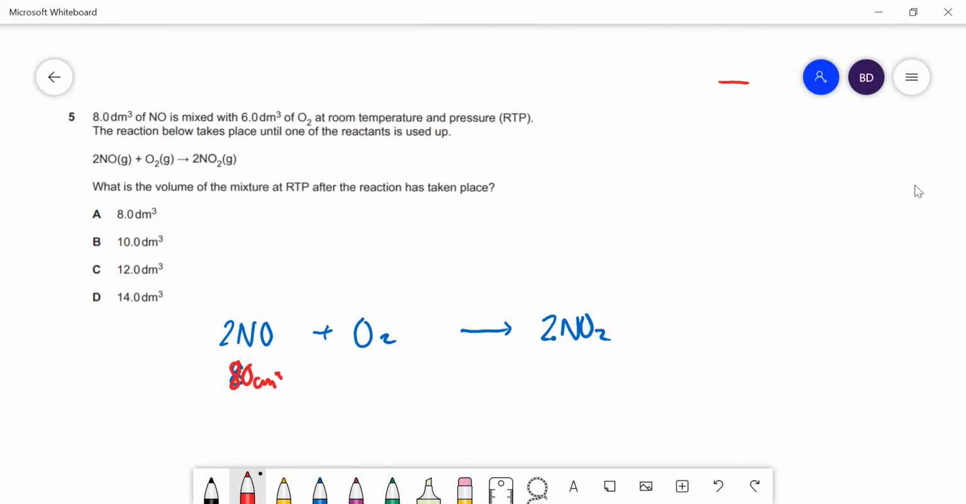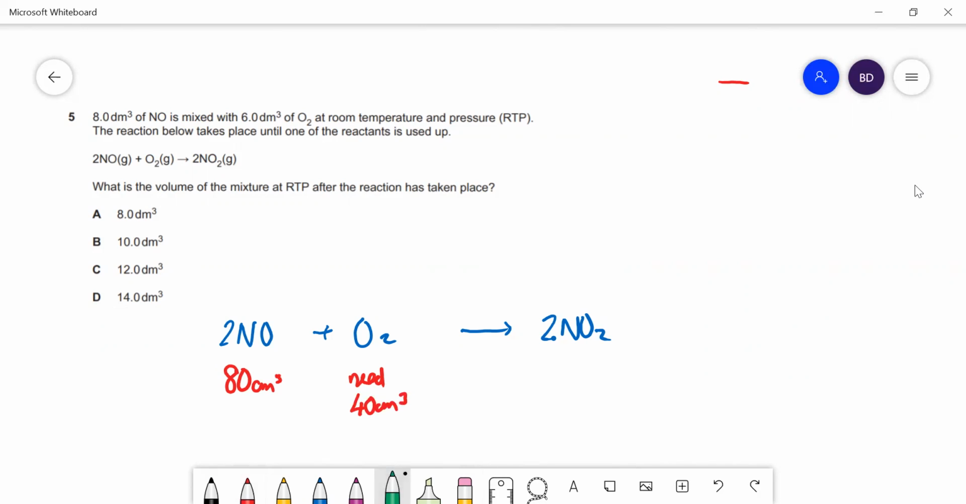Now, that is going to need half the number of moles of oxygen. 2 moles of NO only needs 1 mole of oxygen. So you have 80 centimeters cubed. It's only going to need half the volume of 80. You're only going to need 40 centimeters cubed.